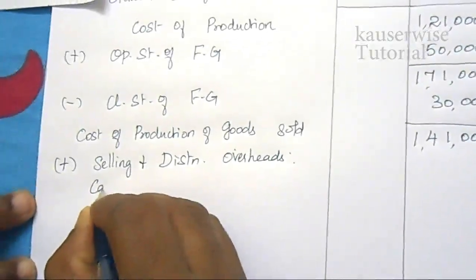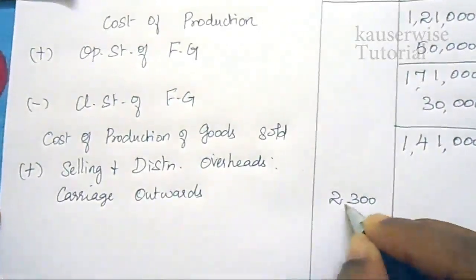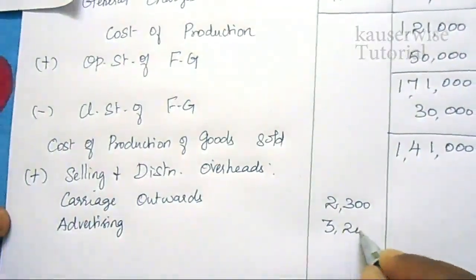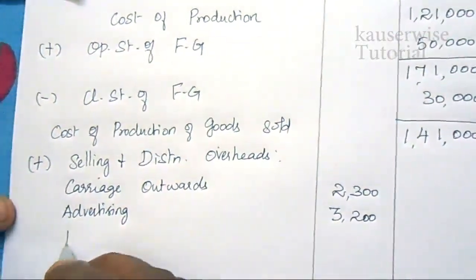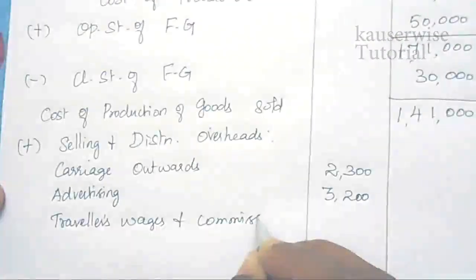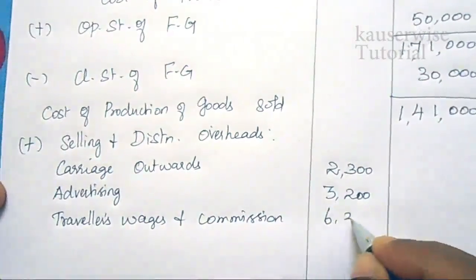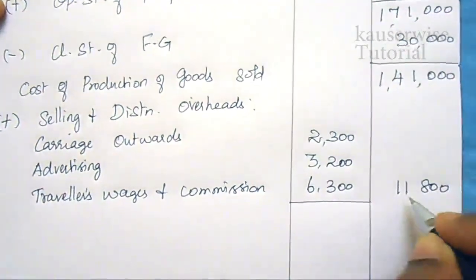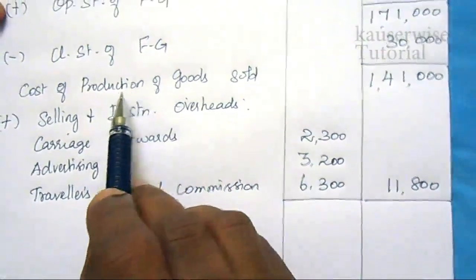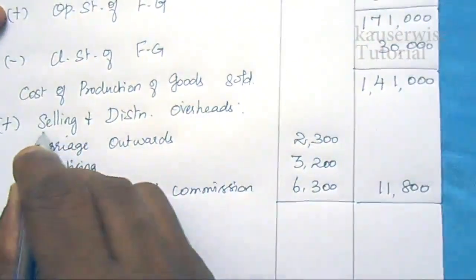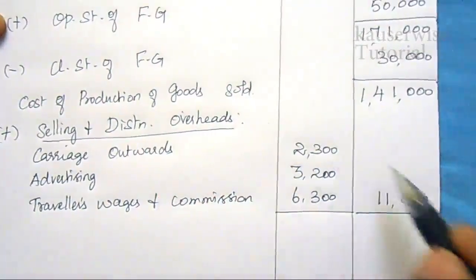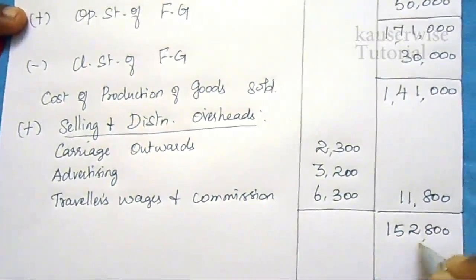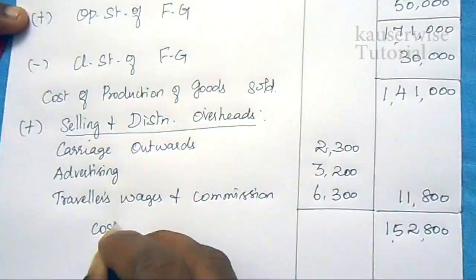Carriage outwards 2,300. Advertising 3,200. Next one, travelers wages and commission 6,300. Now get the total, 11,800. So after finding cost of production of goods sold, we need to add selling and distribution overheads, 11,800. Total 1,52,800. This is called cost of sales.